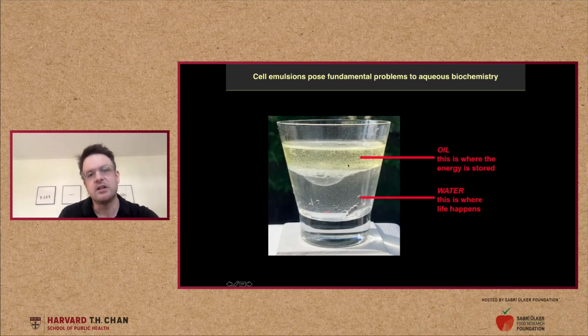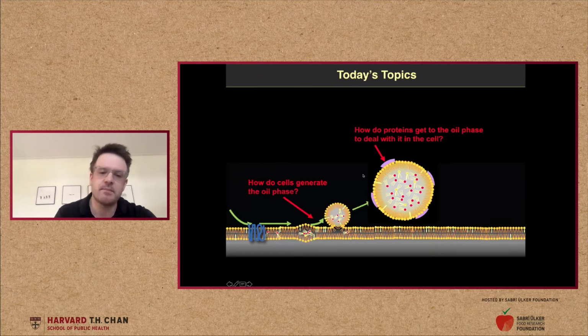And how does it ensure that it can utilize it later on? So the two topics that I want to cover today in my talk are how cells generate the oil phase, and how proteins then get onto this newly formed organelle in order to help mediate the metabolism of the oil and other things.